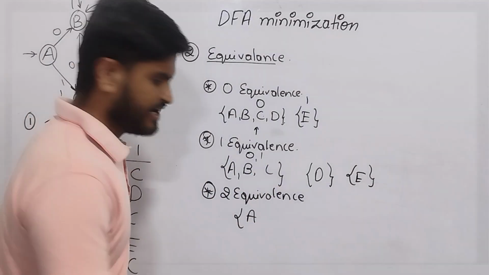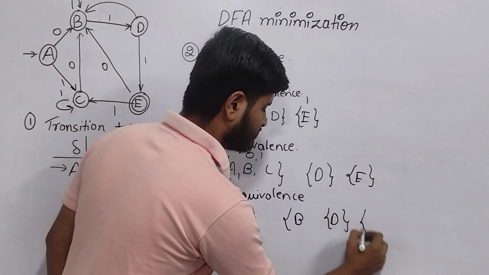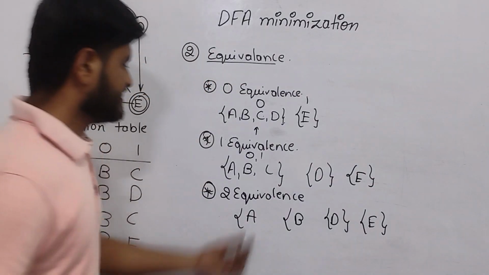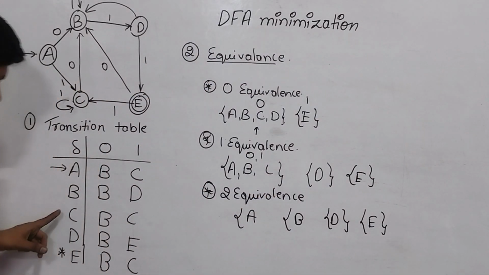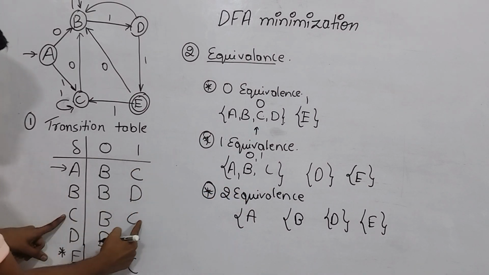So A will be separate, B will be separate, D is a separate group, and E is a separate group. Let's check for C. C, if you see, for 0 it is moving to B, and for 1 it is moving to C.